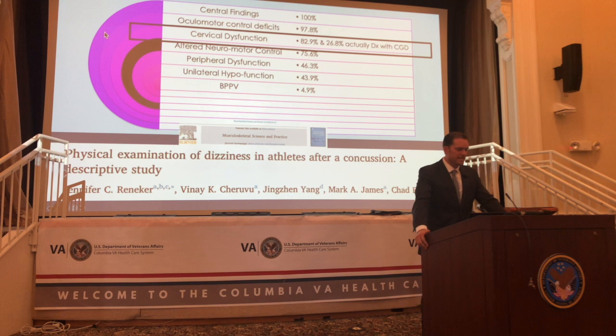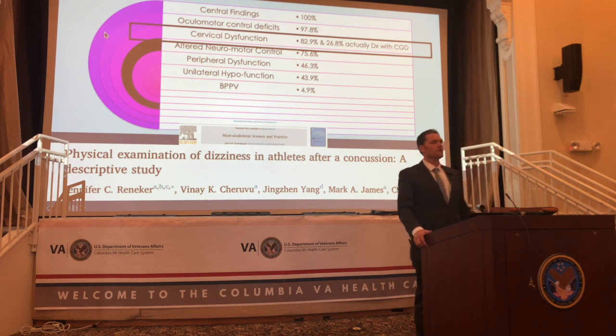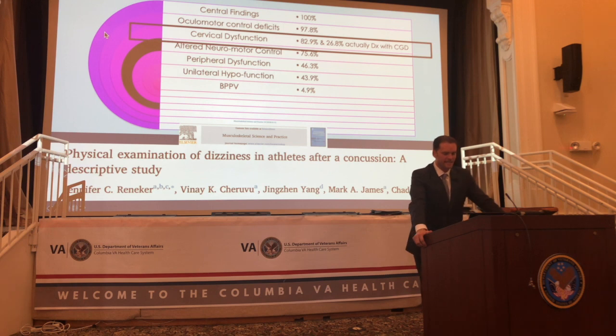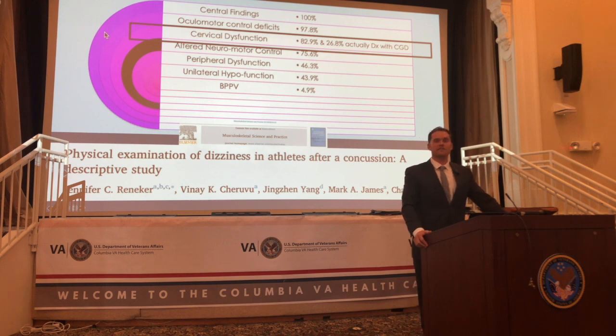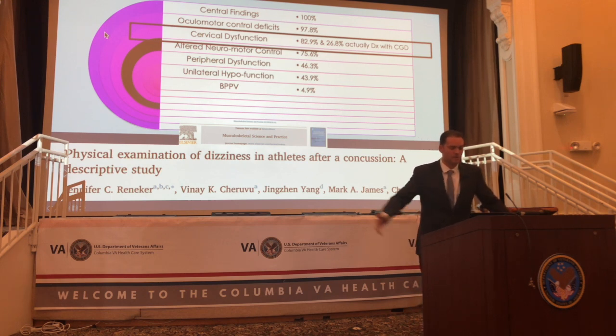A recent study in 2017, by Jennifer Reneker and her colleagues, looked at the physical examination of dizziness in athletes after a concussion. This was in the old Manual Therapy journal, now called Musculoskeletal Science and Practice. They took 41 of these kids, age 10 to 23, who were diagnosed with a concussion, and used examination tools to see what could be potentially contributing to these symptoms. Of course, if you have a concussion, you're going to have some sort of central finding. So 100% of them had central findings.